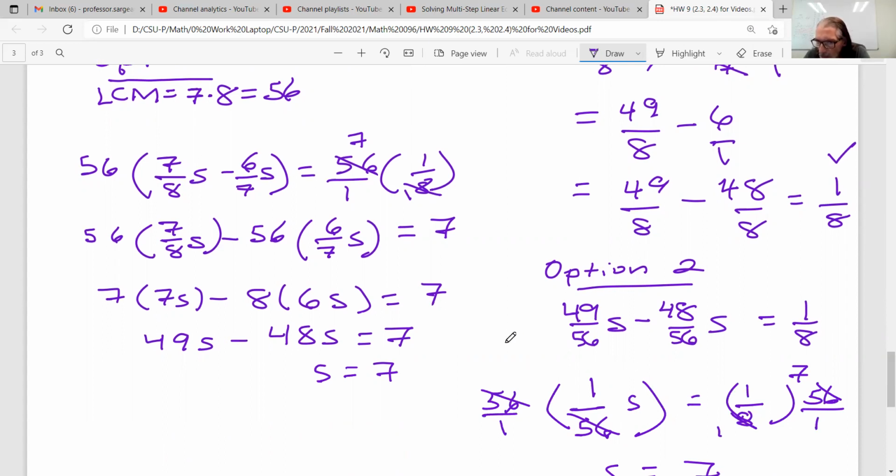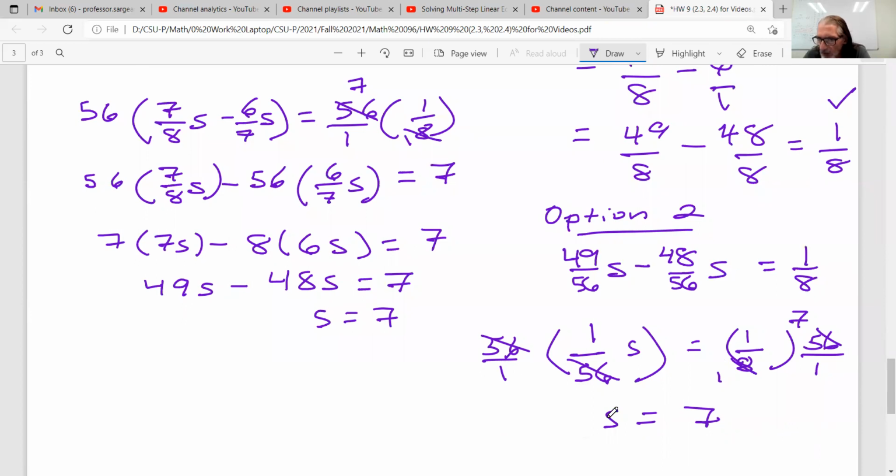To make that a 1s, or simply s, instead of dividing by 1/56, since dividing by a fraction is the same as multiplying by its reciprocal, we multiply by its reciprocal, 56 over 1, or just 56. Cancels everything about fractions out on the left side, leaving us 1s, or just s, whereas 1 over 8 times 56 over 1, 8 goes into itself once and into 56 7 times. Now, when I multiply across, 7 over 1, or just 7.